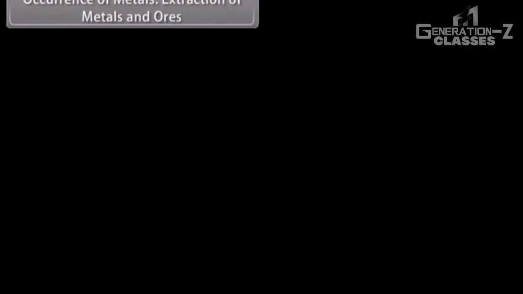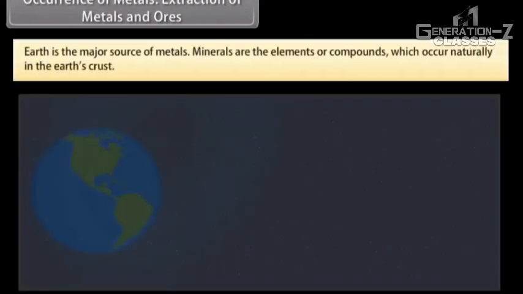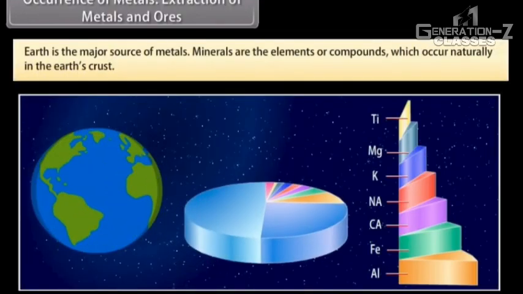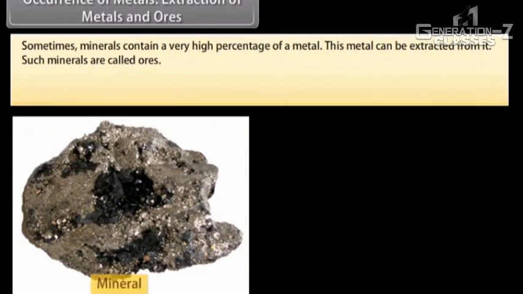Occurrence of metals, extraction of metals and ores. Earth is the major source of metals. However, seawater also contains some soluble salts. Minerals are the elements or compounds which occur naturally in the Earth's crust. Sometimes minerals contain a very high percentage of a metal. This metal can be extracted from it. Such minerals are called ores.